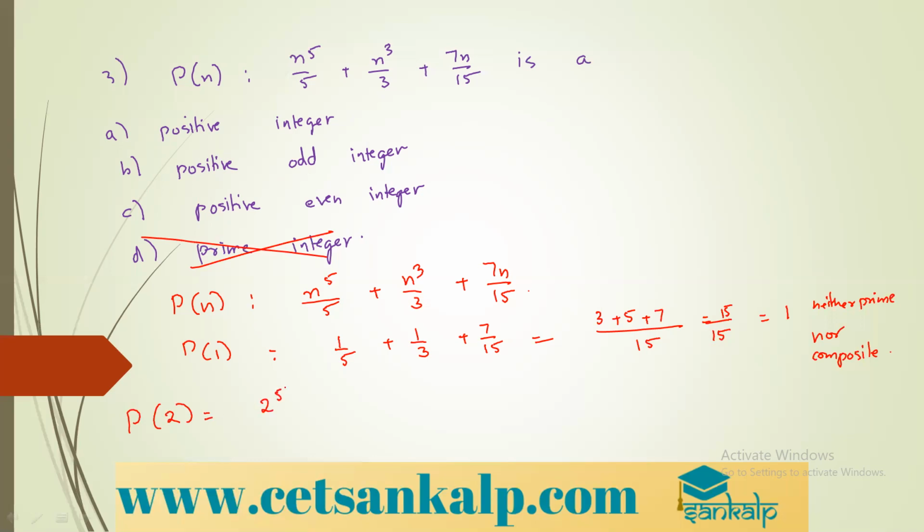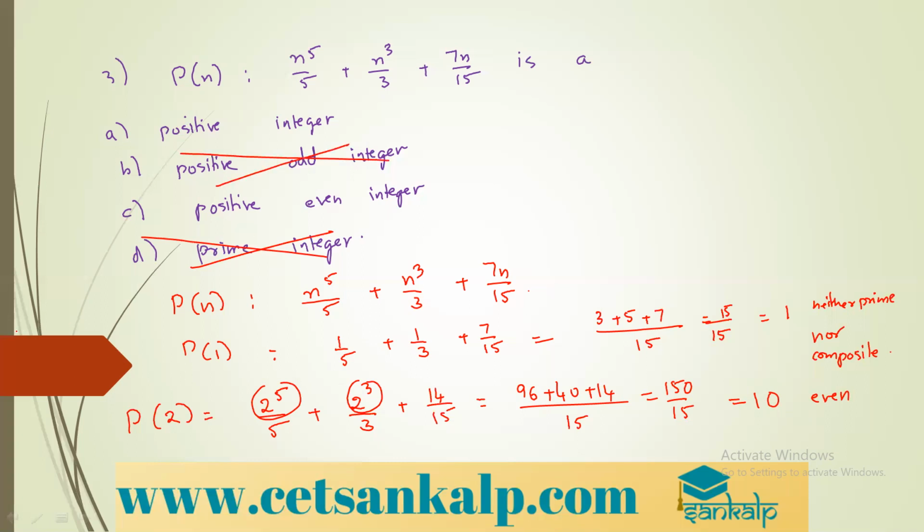Next, P of 2. What is P of 2? 2 power 5 by 5 plus 2 cube by 3 plus 7 into 2, 14 by 15. I will take common denominator here also. 2 power 5 is 32, into 3, 96. 2 cube is 8 into 5, 40, plus 14. So I am getting 150 by 15. It is 10. Clearly it is even integer. It is not odd. So odd I can cancel.